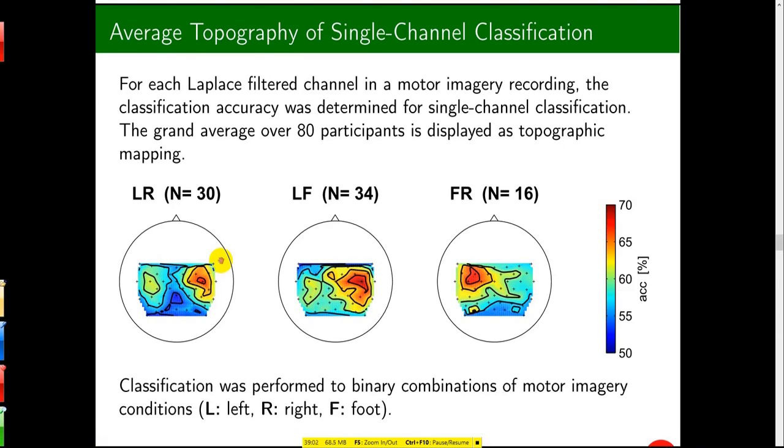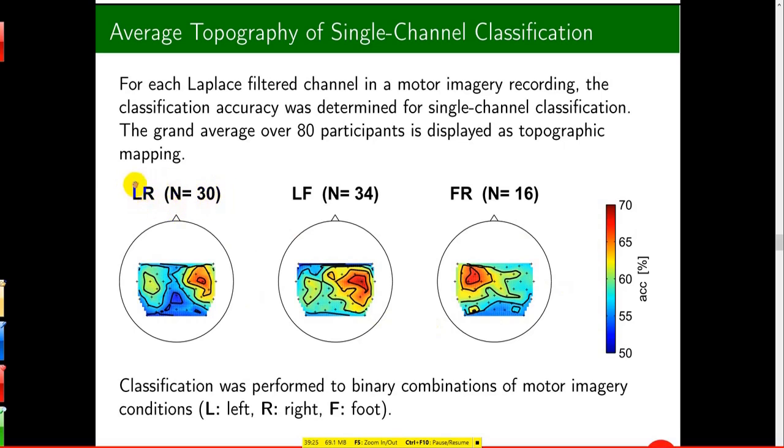Clear? So, by doing this, we are answering the question: which channel carries the most discriminatory information? If there is discriminatory information, we can expect that the classification accuracy will be high, right? Makes sense. 70%, more red is good.